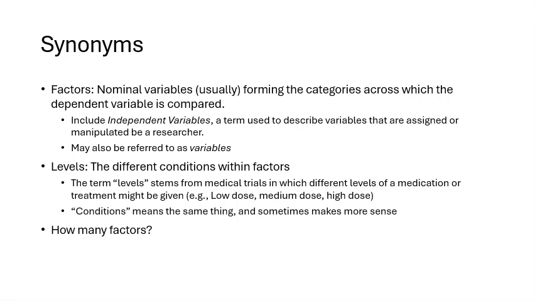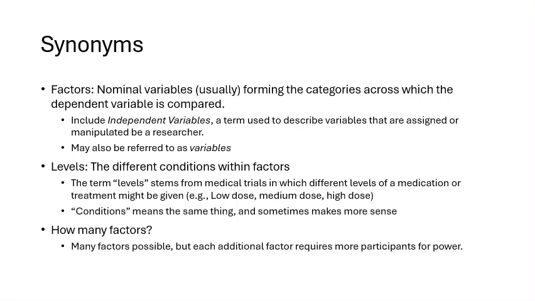And how many factors can we use? Well, in a factorial ANOVA, we could have many factors. But for every additional factor, you have to have more participants because, remember, we have to meet those laws for normality. The more factors we add, the more possible combinations there are, and the more participants we would need in our study. So usually in psychology, 2 or 3 factors would be typical.